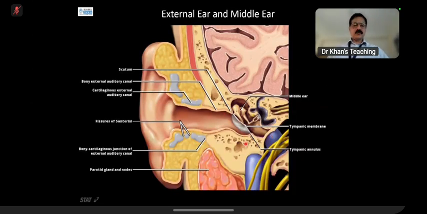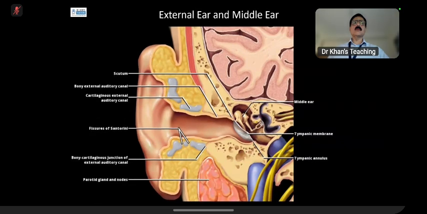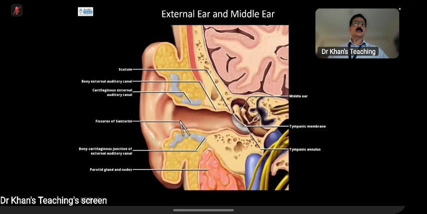So now, coming back to a global view of the middle ear. If you see, this is the middle ear, and we will come back to this in a while. Now, lateral to that is the external ear, and this is the external auditory canal.